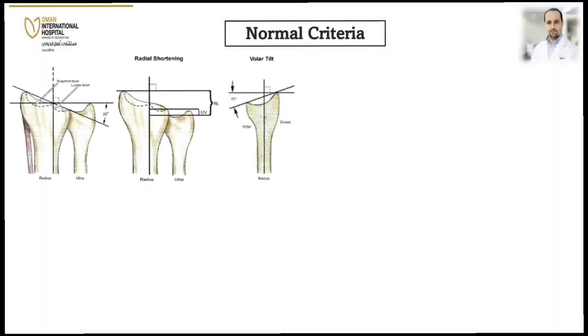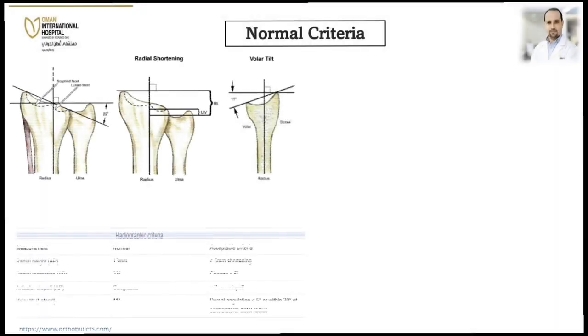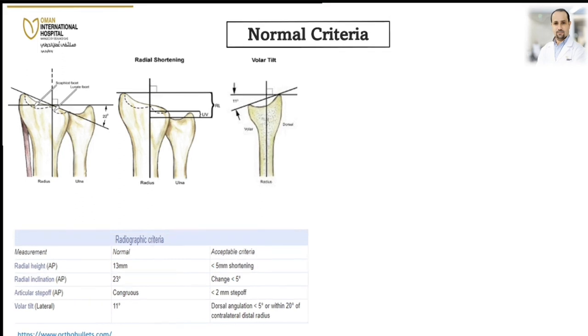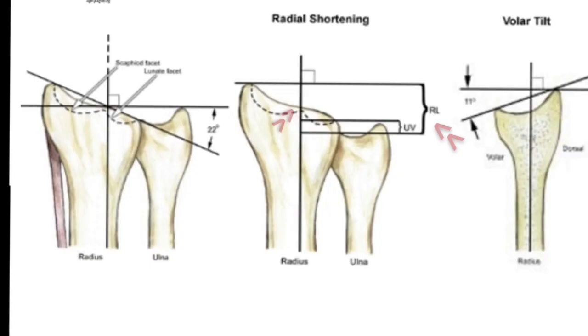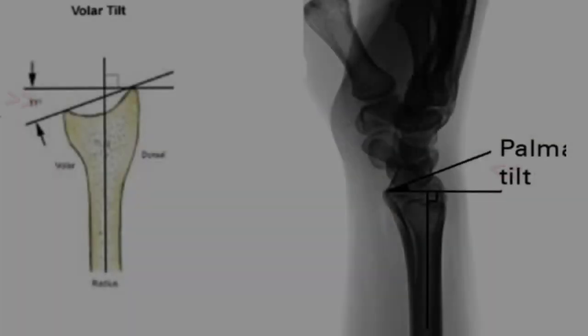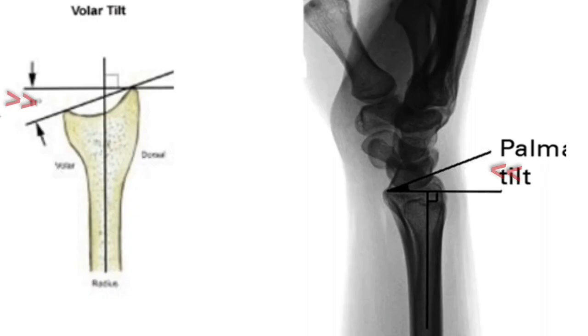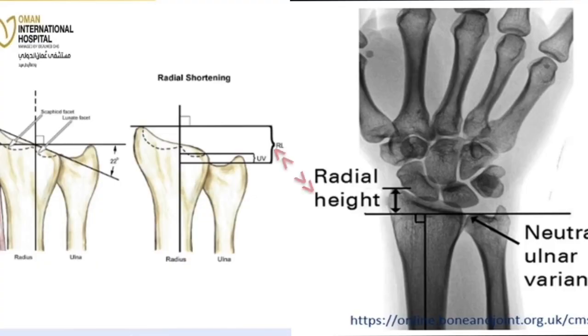Here, we have some points to keep in mind in AP and lateral views. The main 3 points in the AP view are the radial length or the radial height, the radial inclination angle, and the congruence of the radiocarpal joint. In the lateral view, we should focus on the radial tilting angle and the relationship between the ulnar head and the distal radius.